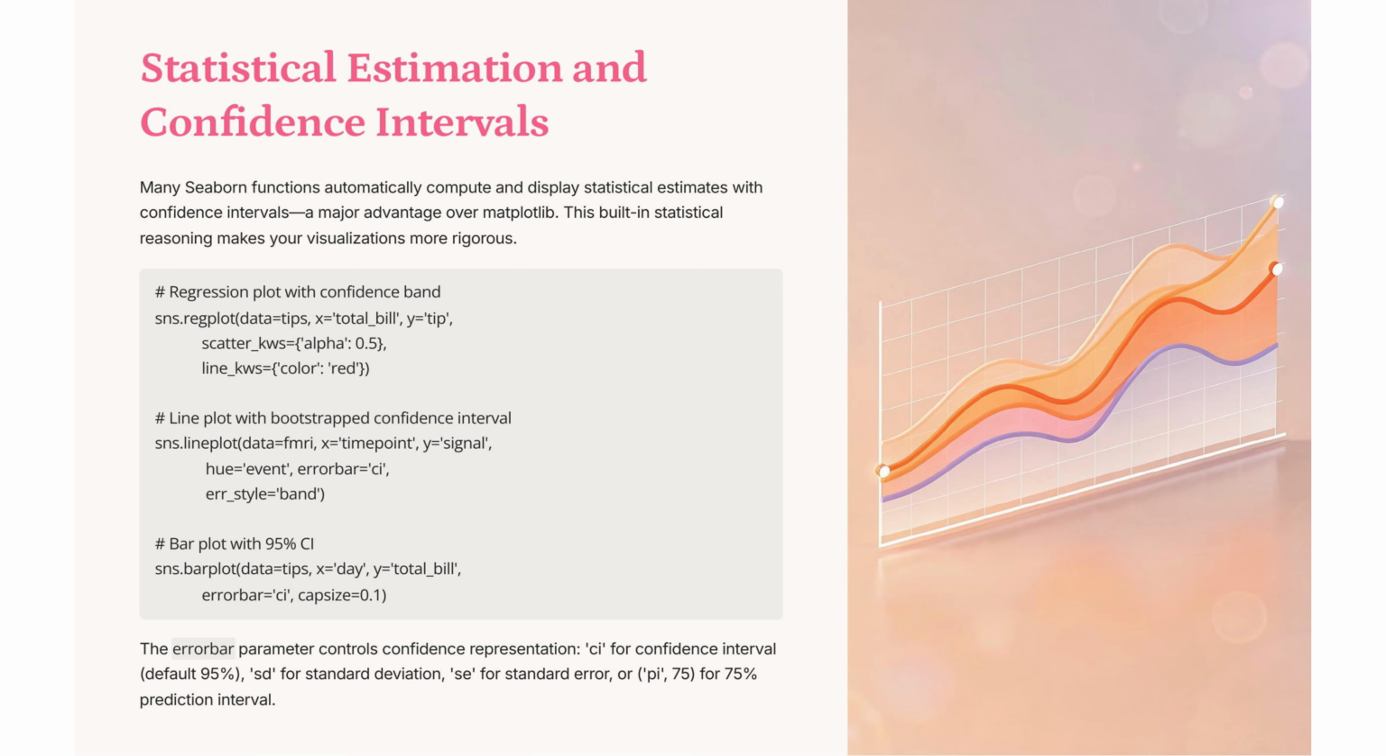Seaborn enhances statistical estimation by automatically computing and displaying confidence intervals, a key advantage over matplotlib. Use regplot for regression with confidence bands, lineplot for bootstrapped intervals, and barplot for 95% confidence intervals. The errorbar parameter customizes confidence representation, offering options like CI, SD, SE, or PI for prediction intervals.